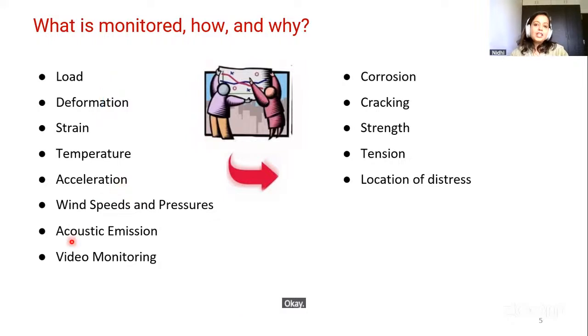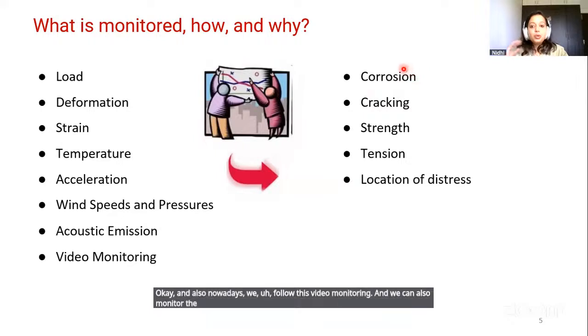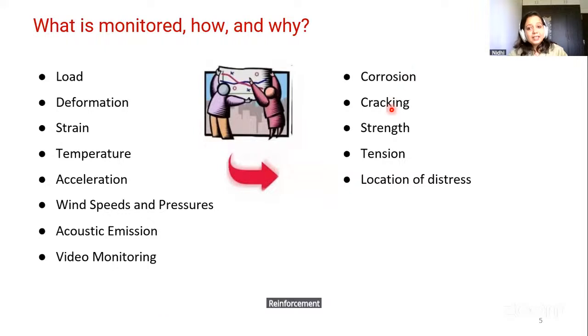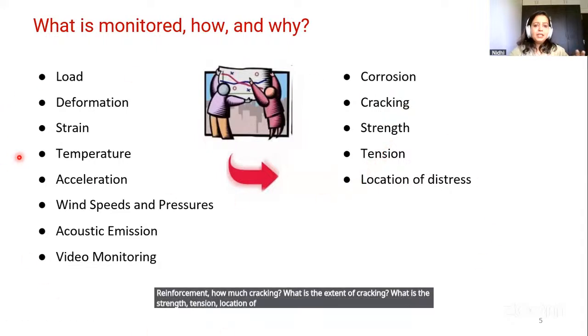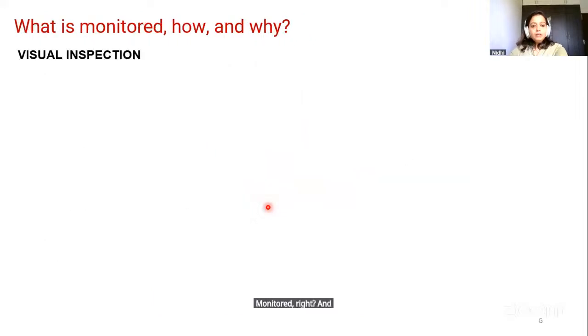And also nowadays we follow video monitoring, and we can also monitor the corrosion rate, how much corrosion has occurred in the reinforcement, how much cracking, what is the extent of cracking, what is the strength, tension, and location of distress. So all these parameters can be monitored, right? And we will see how. So how? The first step for every non-destructive testing method is a visual inspection.